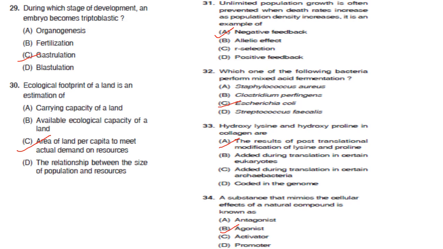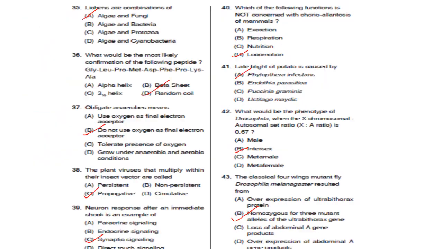Then next one. A substance that mimics the cellular effect of a natural compound is called an agonist. Answer is option B. Then lichens are a combination of algae and fungi. Answer is option A. What would be the most likely conformation of the following peptide? It has glycine, proline, methionine, leucine, aspartic acid, phenylalanine, proline, lysine, alanine. So it will be mostly a random coil. So answer is option D.